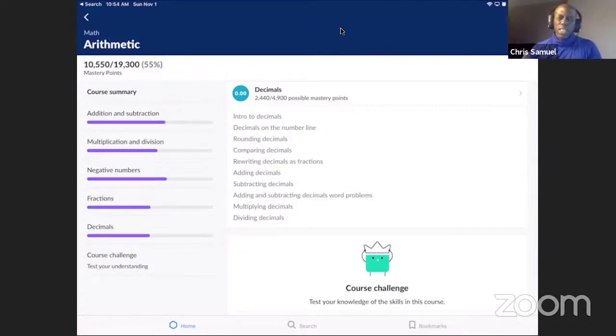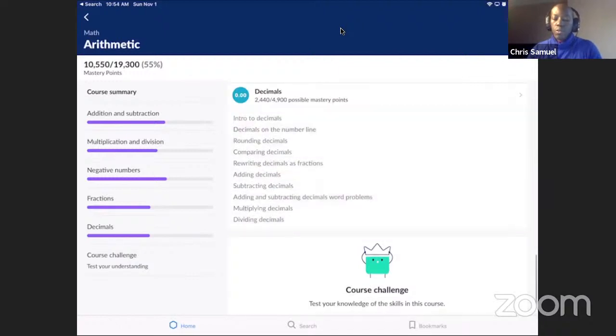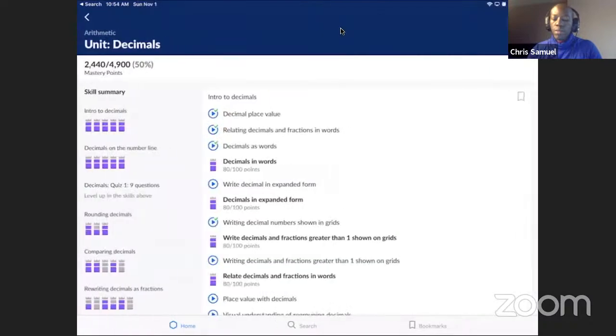I started doing the Khan Academy in September, so it's already November right now. I'm still in the arithmetic. I'm about to go to the algebra soon. So hopefully we'll see some benefits from it.